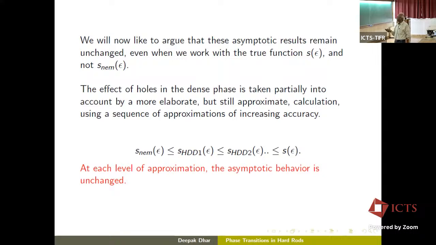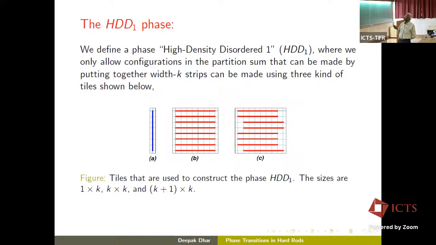S nematic is less than some other function which I can calculate, and then there is an improved function I can calculate. Each of these is calculable, and for each of these you can make this epsilon tangent construction, and at each level the asymptotic behavior is unchanged. So we haven't gone to many levels of this approximation, but the argument is that it will remain the same. Okay, so now let me quickly describe the high density disordered phase 1 construction.